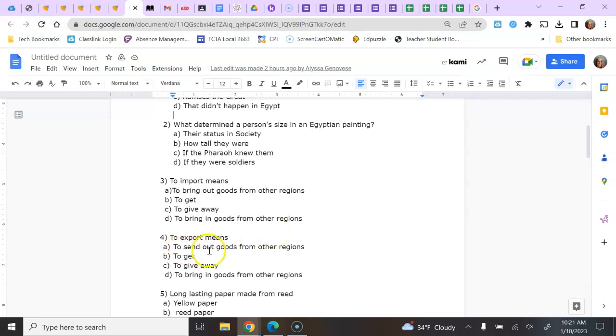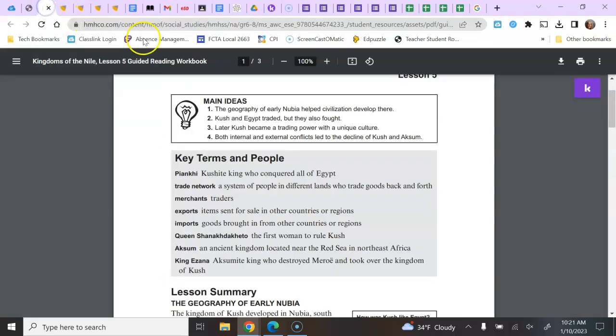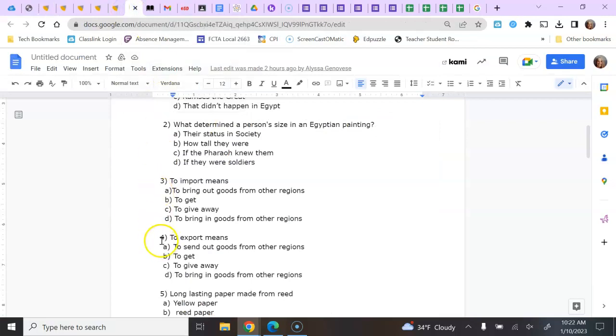Number 4, to export means A, to send out goods from other regions, B, to get, C, to give away, or D, to bring in goods from other regions. Again, you're going to look in workbook lesson 5, key terms and people box. Import and exports are right there. I just want to point out for exports, they're items sent for sale in other countries. So is it going out or coming in if we're sending it? We're going out, right? So imports are goods brought in, exports are items sent out. So that's 3 and 4.